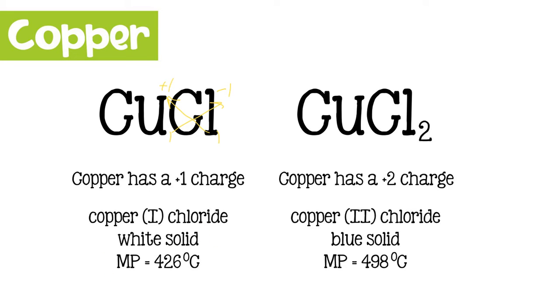On the other hand, we have CuCl2. When we uncrisscross this, we get a charge of +2 on the copper. We call this copper 2 chloride. In this case, we form a blue solid. So the melting point of copper 2 chloride is actually higher, 498 degrees Celsius.